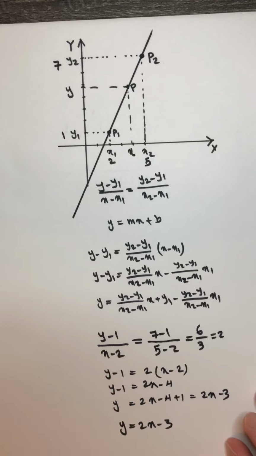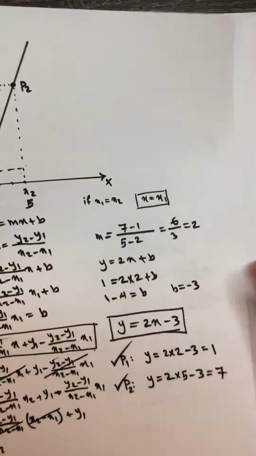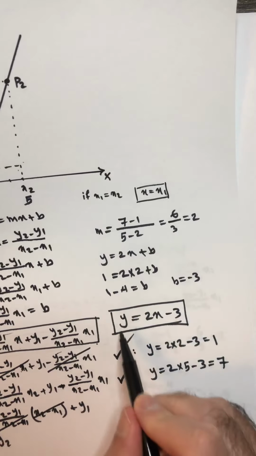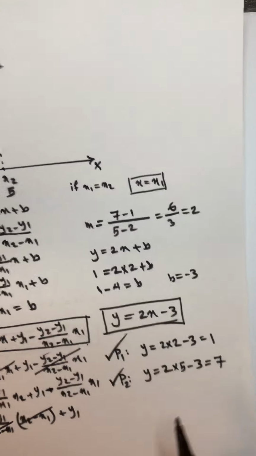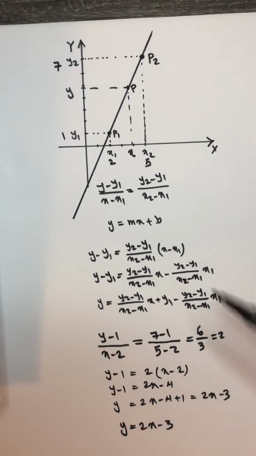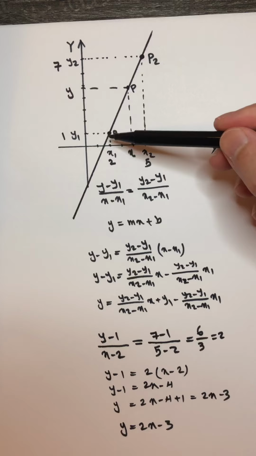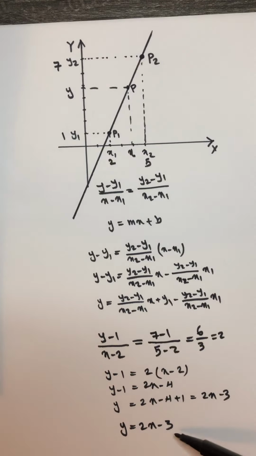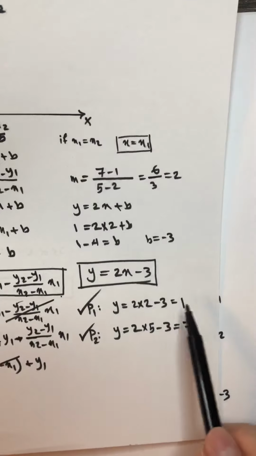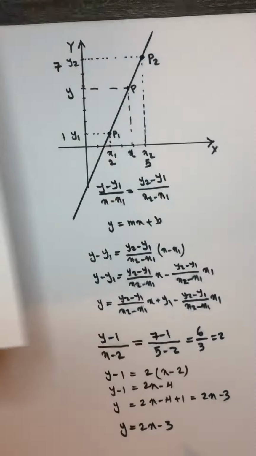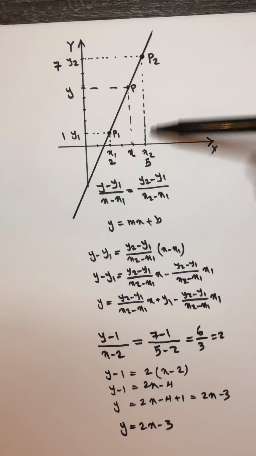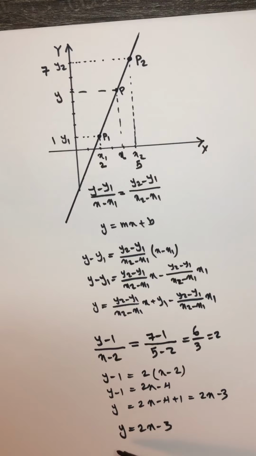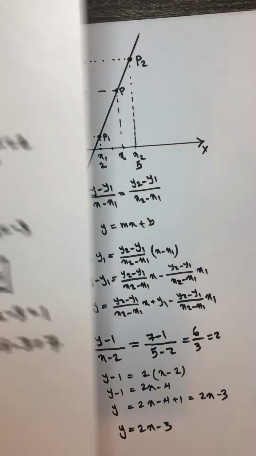And this is exactly what we got in the previous example, in the previous video. Of course we need to check that point P1 lies on this line and fits into this equation. We did it in the previous video. And also we need to check that P2 lies on this line and fits into this equation. We did this in the previous video, so we skip it here.